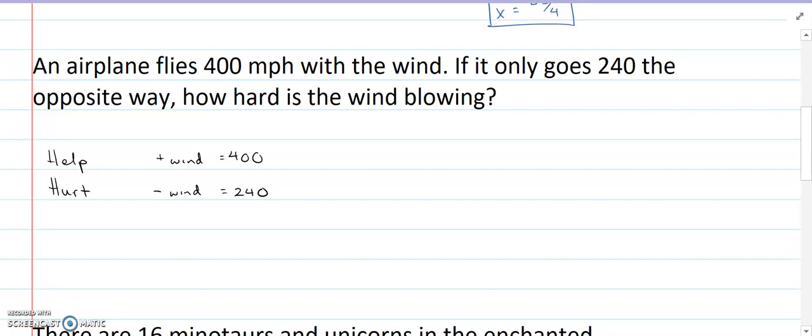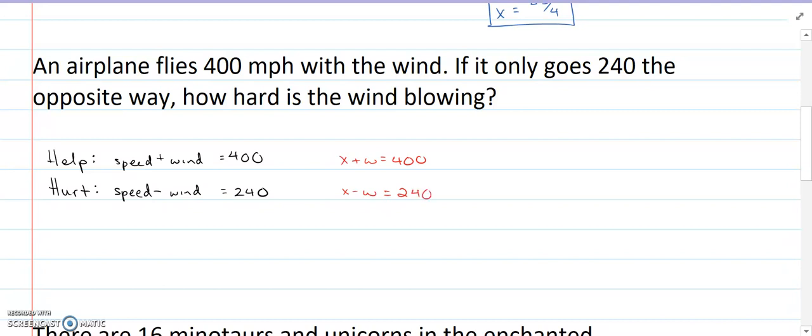Do you have to change your speed though? No, you don't. So the idea is this. If you take your speed plus the wind, you should get one value. And if you take your speed and say you're going against the wind, or subtracting the wind away from it, you get a different value. I'm going to turn these into variables now. x plus w equals 400 and x minus w equals 240.